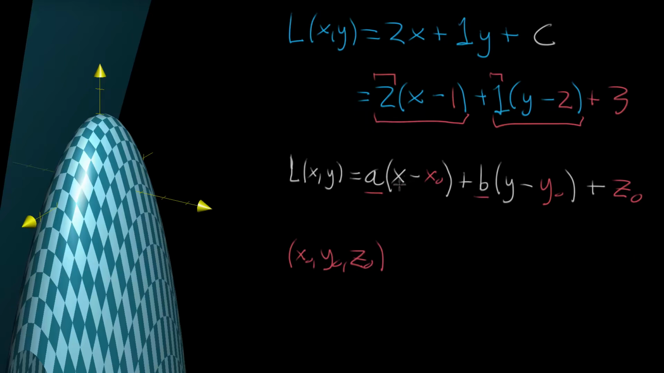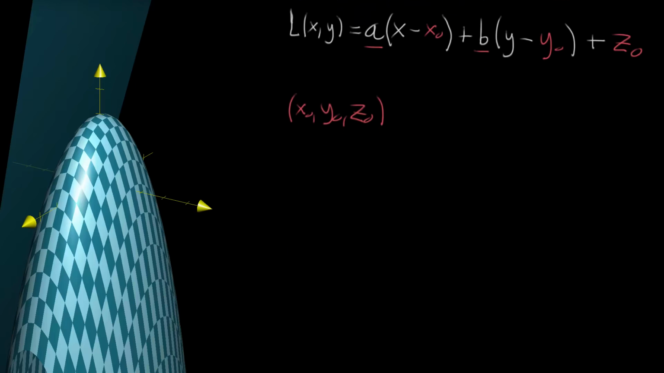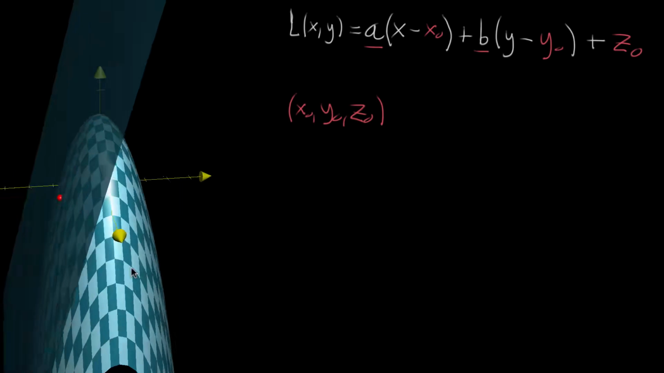If you imagine plugging in x, the variable, equals x naught, the constant, this part goes to 0. Similarly, plugging in y naught, the constant, makes this part go to 0. So this is a way of specifying that when you evaluate the function at x naught, y naught, it equals z naught. And that's what makes sure that the graph passes through that point. So with that said, let's start thinking about how you can find the tangent plane to a graph.